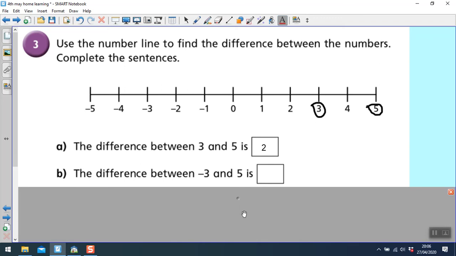What is the difference between -3 and 5? So this time, -3 is here, 5 is here. How many jumps, what do you have to add to -3 to get to 5? You could just count the jumps, or you could jump up to 0 and then jump up to 5.